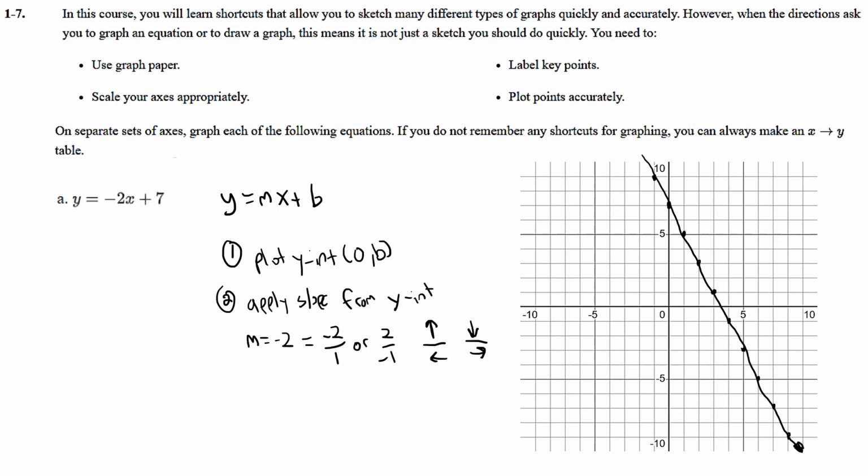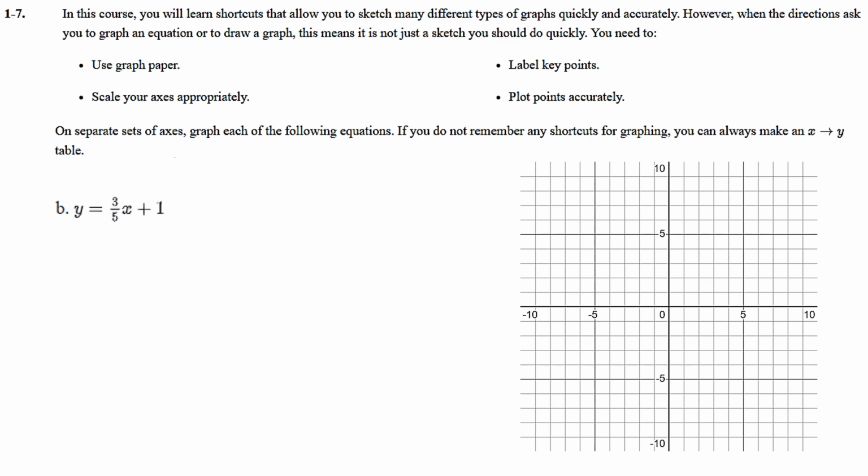So you should draw this with a ruler on your own, but that's how you graph a line. Plot points, plot the intercept, apply the slope, and then connect the dots with a ruler or straight edge. The side of a protractor works just great. Okay, so let's try the next one.